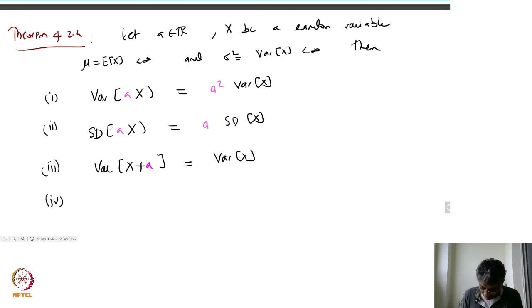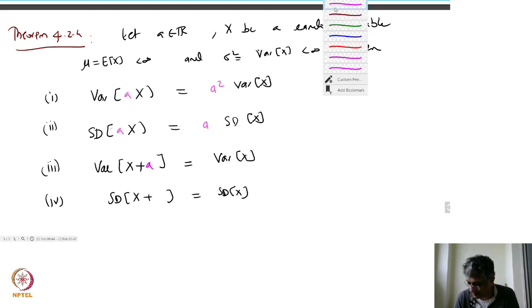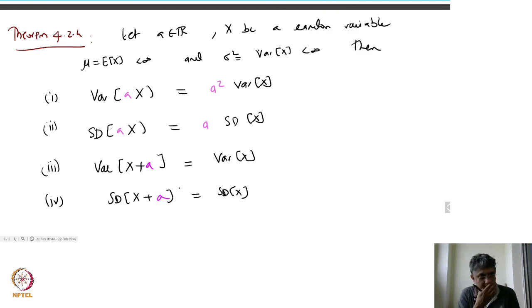And the fourth quantity is again the standard deviation, which is the same. That's kind of obvious to understand. X plus a is the same as a shifted x. And these are all very trivial exercises. One can see immediately. It's not a proof exercise. One can just write the definition and just do this.